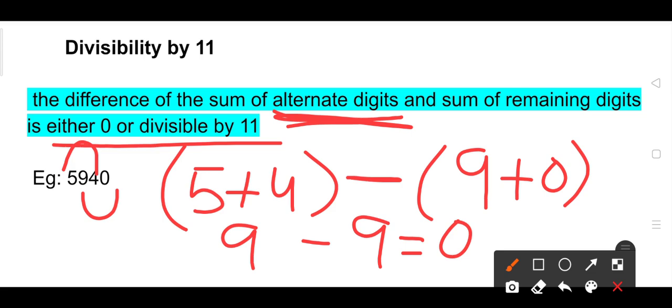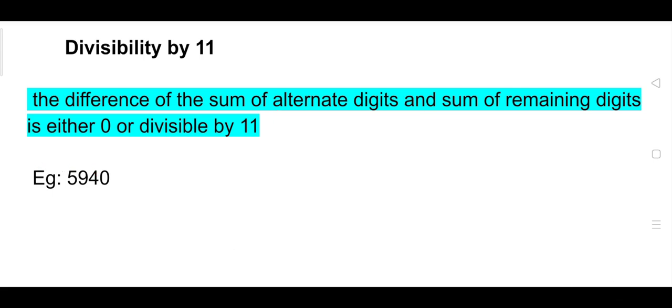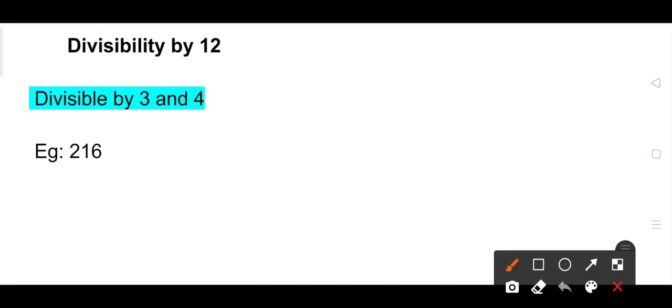It means if the answer is 0 or it is divisible by 11, then the number is also divisible by 11. Here the answer is 0. It means this number is divisible by 11. I hope this is clear to you.